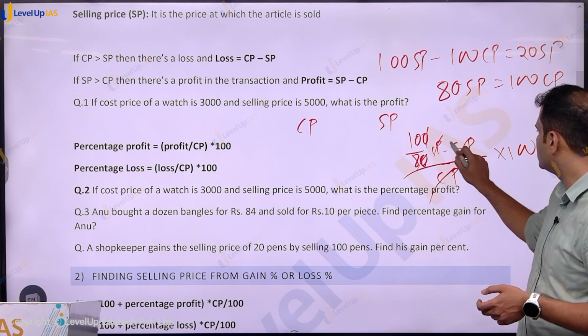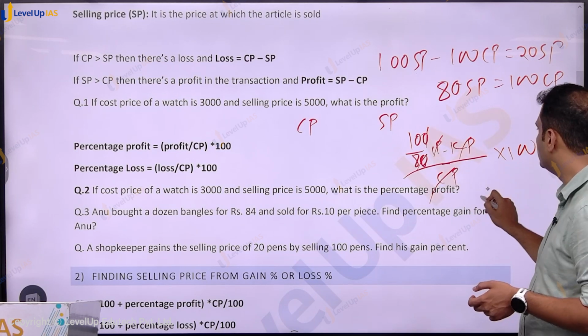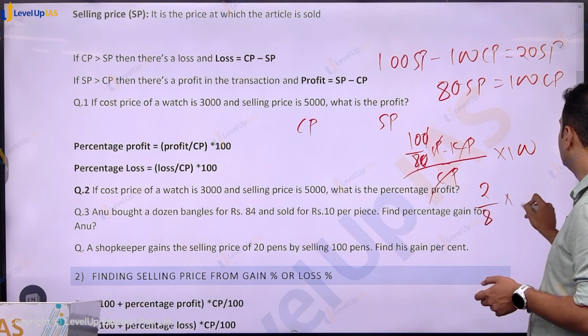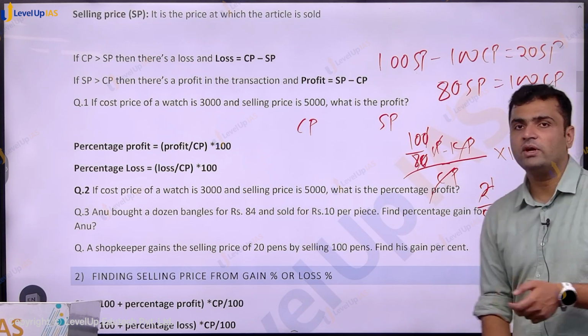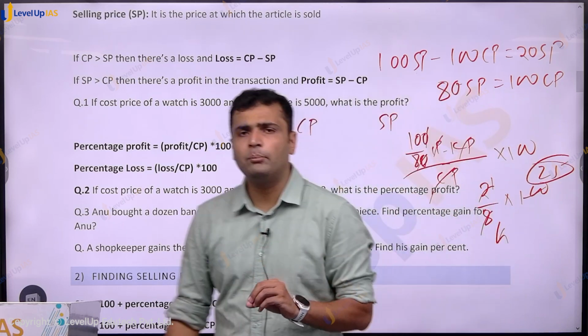So you can subtract, this is 1. 10 minus 8, so 2. 2 by 8 into 100. 2 by 8 is 1 by 4 and this is 20. So profit is 25%. Just apply the definition.